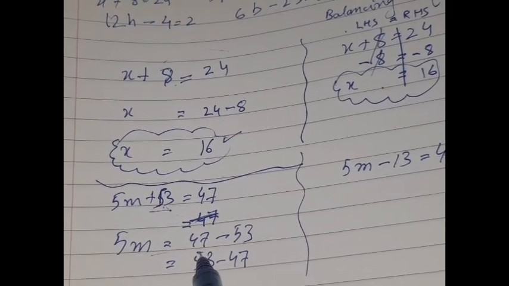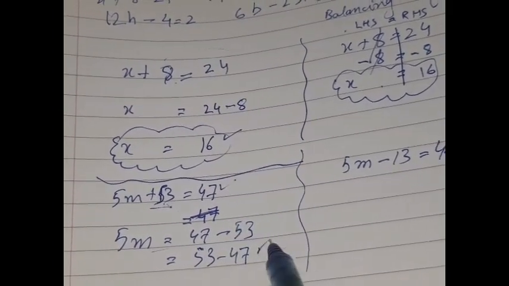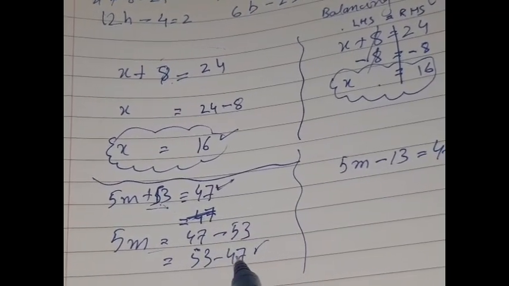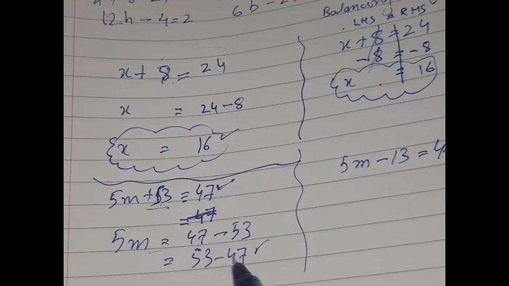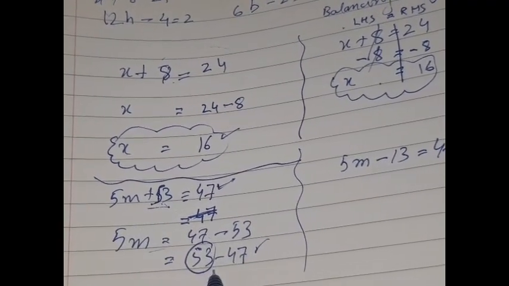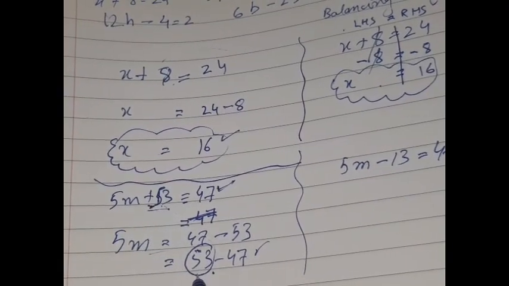Now, you know what happened? First, you changed the position of 47, which was not supposed to be done. 47 was standing next to the equals to sign. It should remain next to the equals to sign. Second thing, 53 has been moved from this side to this side, so the sign of 53 must have been changed.